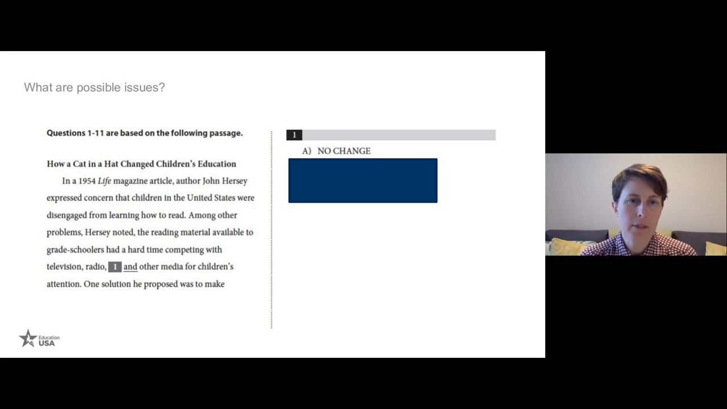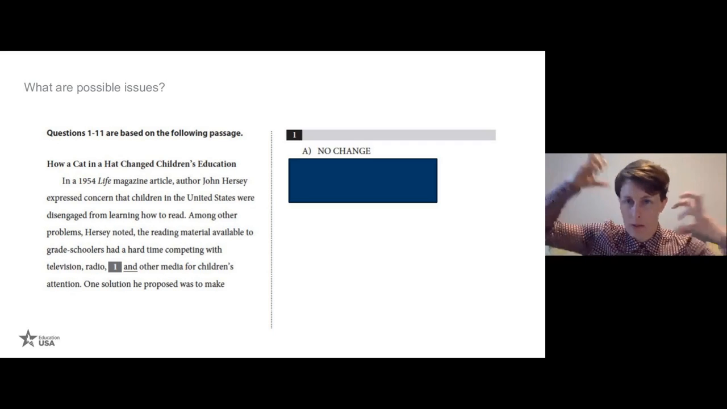In 1954, Life magazine article author John Hershey expressed concern that children in the United States were disengaged from learning how to read. Among other problems, Hershey noted, the reading material available to grade schoolers had a hard time competing with television, radio, and other media for children's attention. Okay, we've just got the word "and" underlined here.